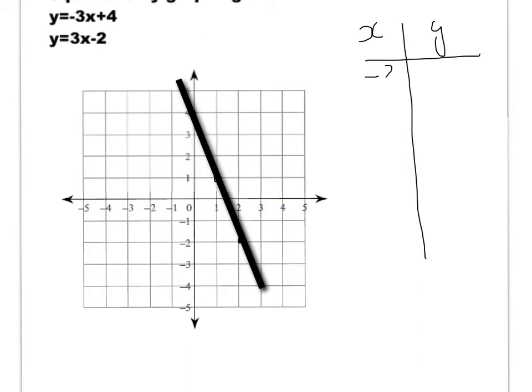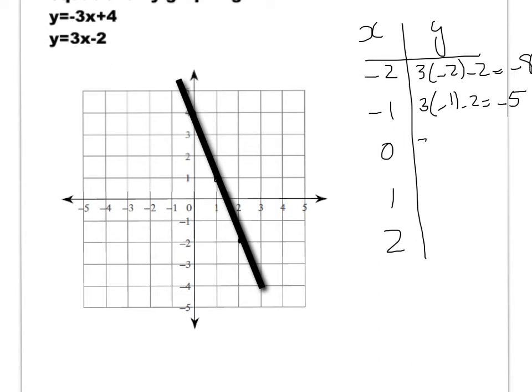I'm going to pick the points negative 2, negative 1, 0, 1, 2, and then I'm going to evaluate the value for y. When x is negative 2, I get 3 times negative 2 minus 2, which gives me negative 6 minus 2, which is negative 8. The next point is negative 1, so I get 3 times negative 1 minus 2, which is negative 3 minus 2, which is negative 5.